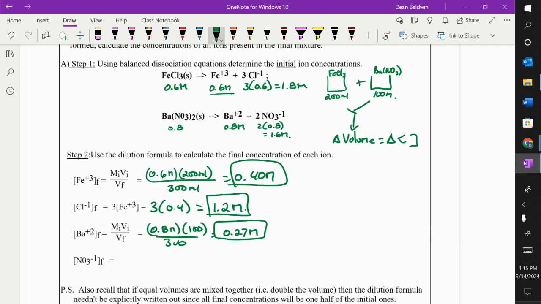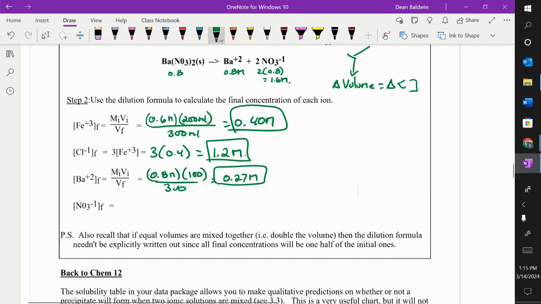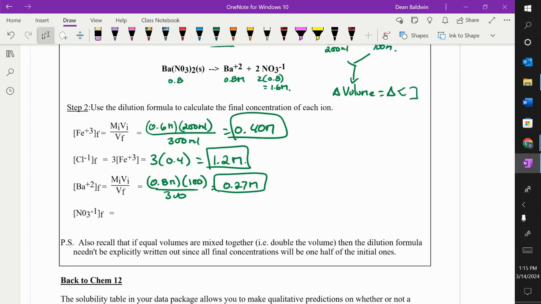What's the concentration of nitrate? Do I have to use that formula? It should just be double, right? It's going to be double that concentration. So 2 times the concentration of barium. So 2 times 0.27, 0.53. All right. That's the grade 11 question.